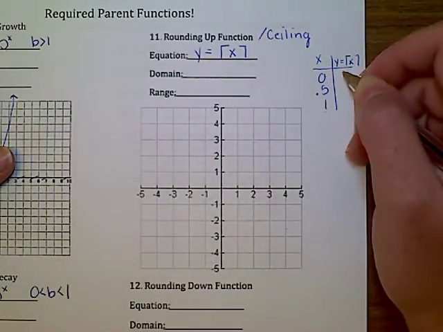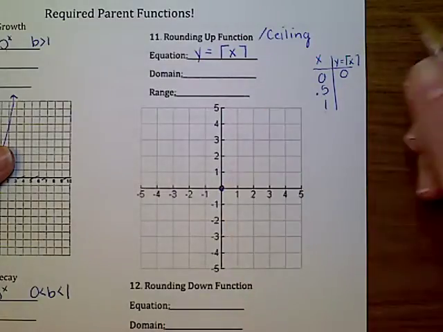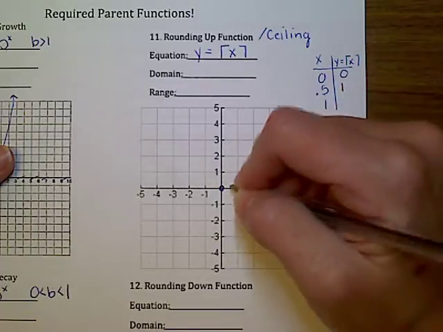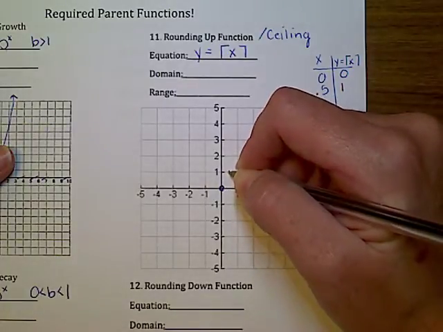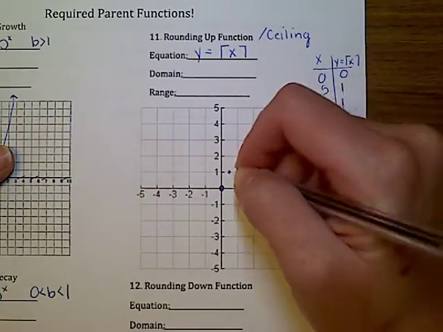If we plug in 0, we get 0. So I know that that point is on this graph, so I get to fill in that point. 0.5, if I plug it in, rounds up to 1. So I'm going to estimate where that is. It's about right there. And then if I plug in 1, that's at 1.